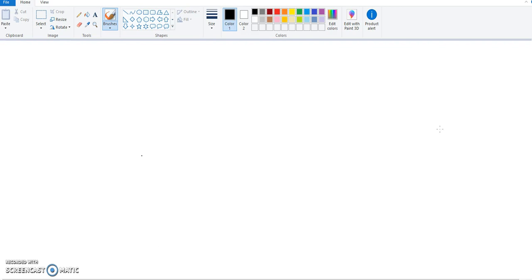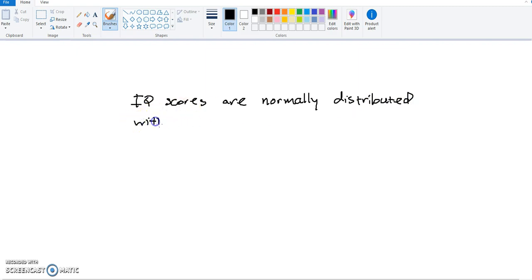So let's do the standard one that people always like, suppose, or we could say IQ scores are known to be normally distributed with mean equal to 100 and standard deviation of 15.